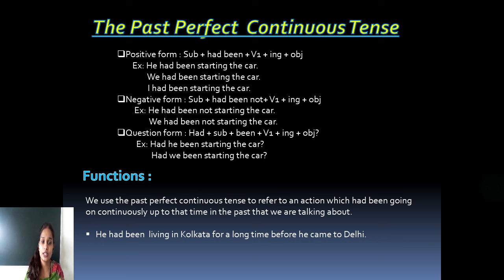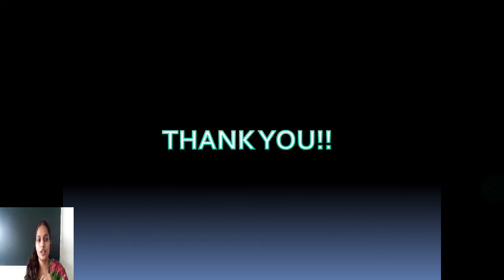He had been living in Kolkata for a long time before he came to Delhi. जब वो दिल्ली में आया उससे कई सालों पहले तक जो वो कोलकाता में रहता था, तो जो एक्शन है वो कंटिन्यूसली पहले हो रहा था दूसरे एक्शन से. So when an action is taking place continuously up to a point of time in the past, then we use past perfect continuous tense. Now here we completed our last two tenses.